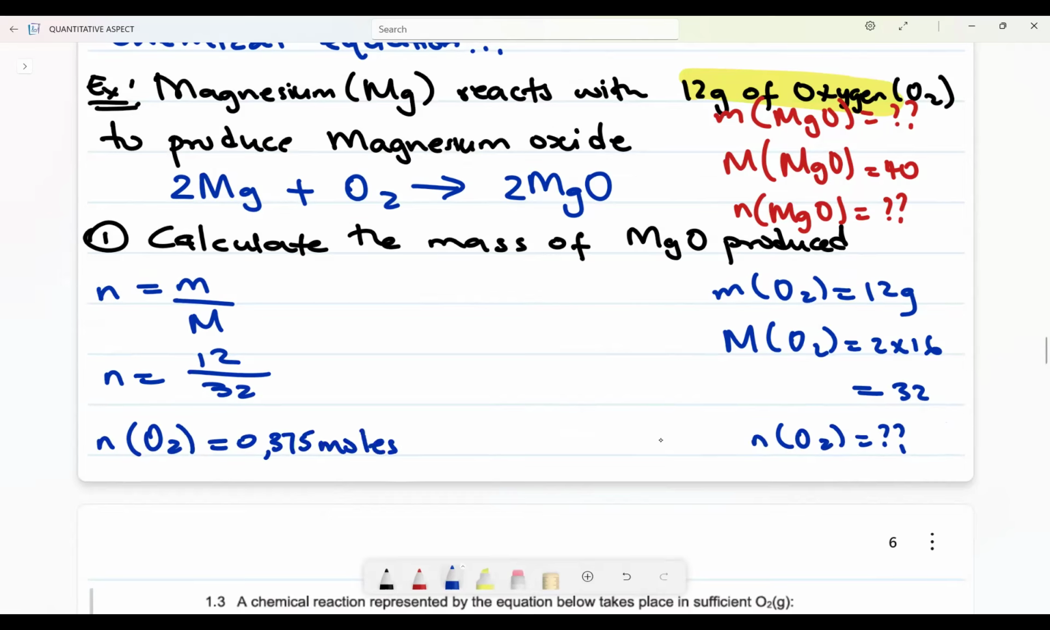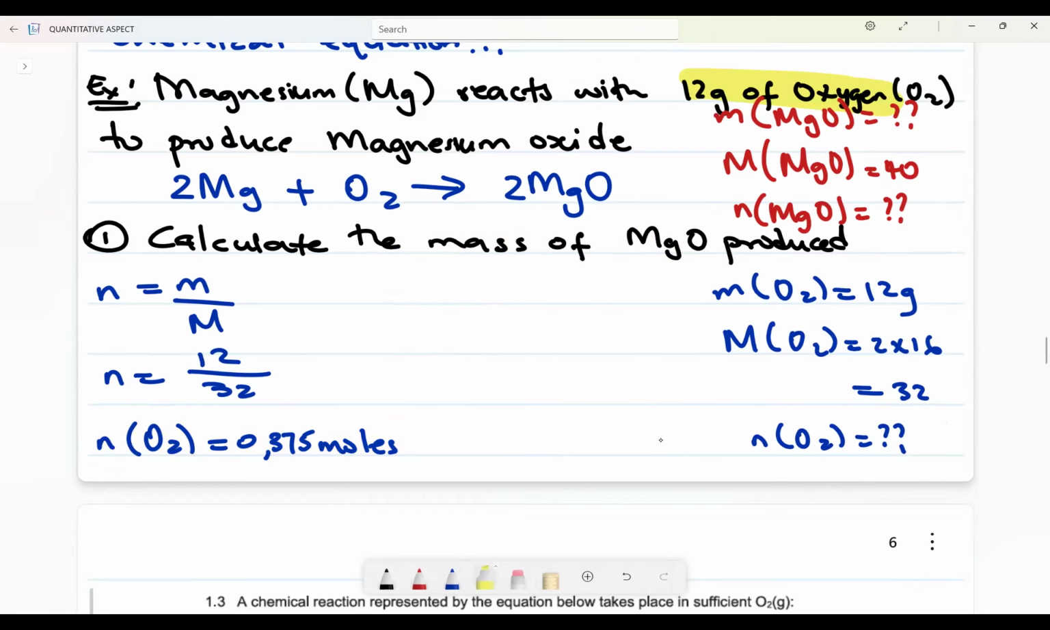This is not the final answer. If it is not your final answer, you round off to a minimum of 4 decimals. Am I done? No. Why? Because they said calculate the mass of magnesium oxide, and I just calculated the number of moles of oxygen. How is it going to help me?